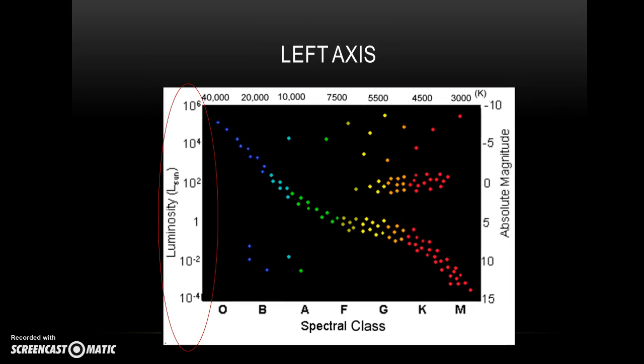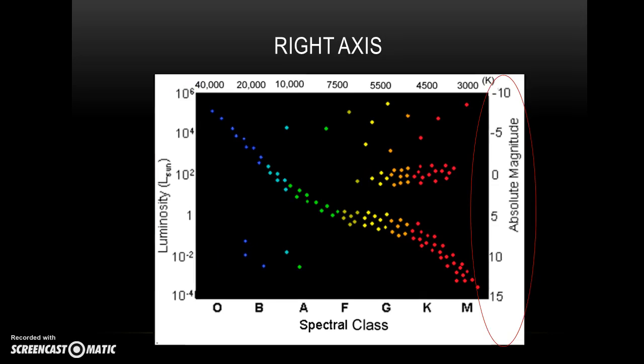Along the left axis is where you're going to find the luminosity. And the luminosity is the total amount of energy emitted by a star. On the right hand side is where you're going to find the brightness, the absolute magnitude. And this is where we look at the star's brightness at a standard distance of 10 parsecs.